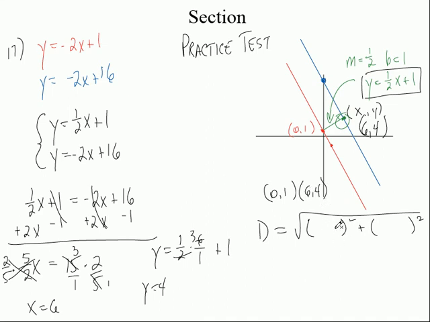Subtract the x's. 6 minus 0 is 6. Subtract the y's. 4 minus 1 is 3. That's 36. That's 9. And that's what? Square root of 45. Just leave it like that. And you're done. You do it a couple times, and it's almost like second nature to you. I mean, at this point.